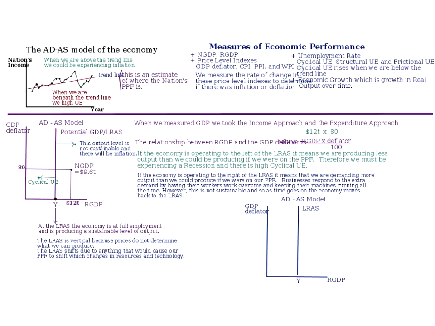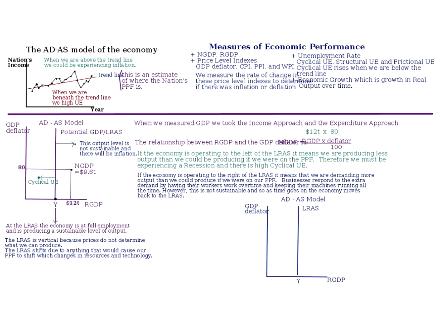So in 2011, the LRAS for the Japanese economy would have shifted to the left because they had fewer resources with which to produce things. Okay? Now, if there's an improvement in technology, of course, the LRAS would shift to the right. So anything that changes our resources or our technology will cause the LRAS to shift.